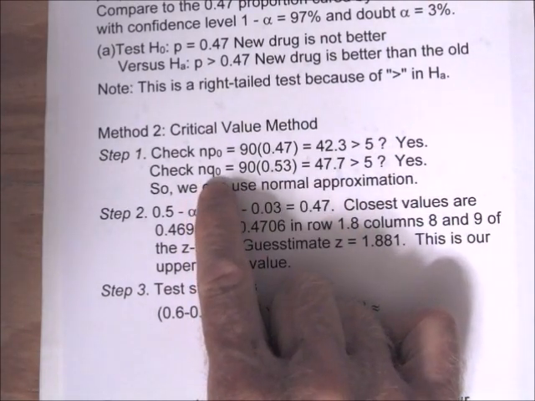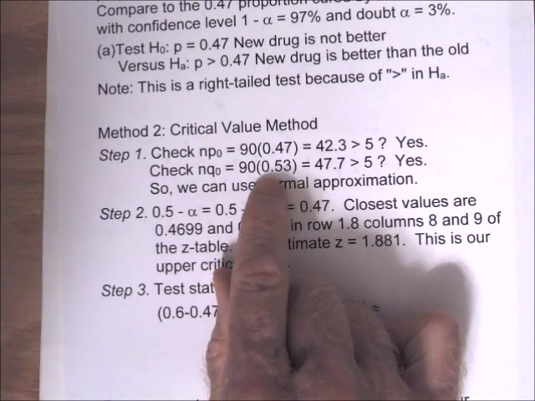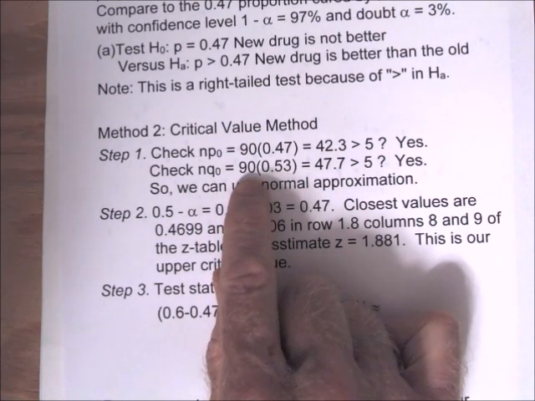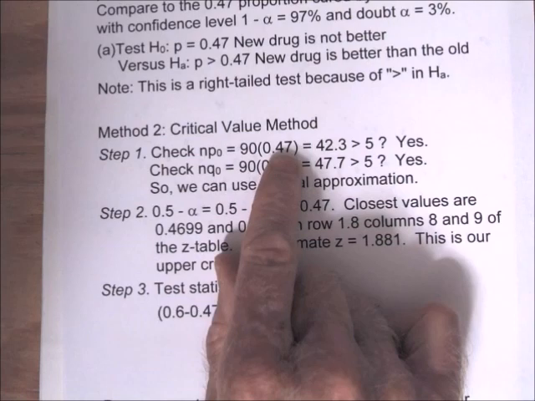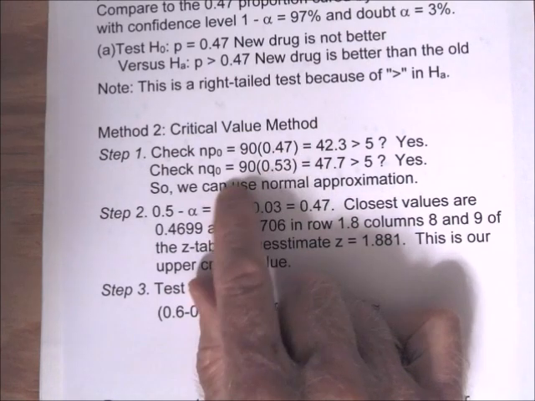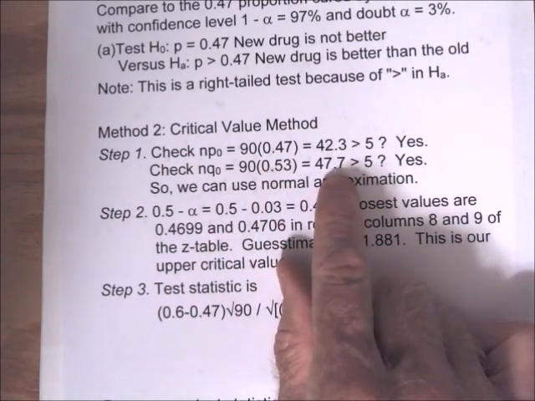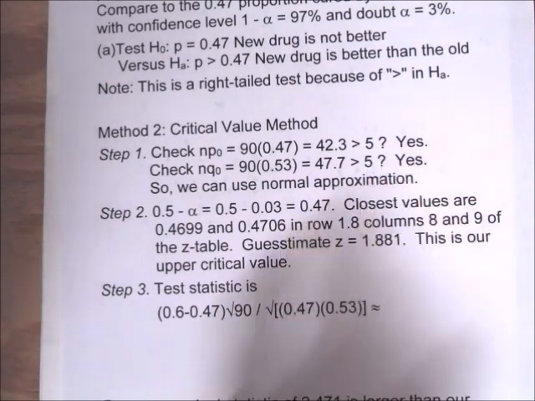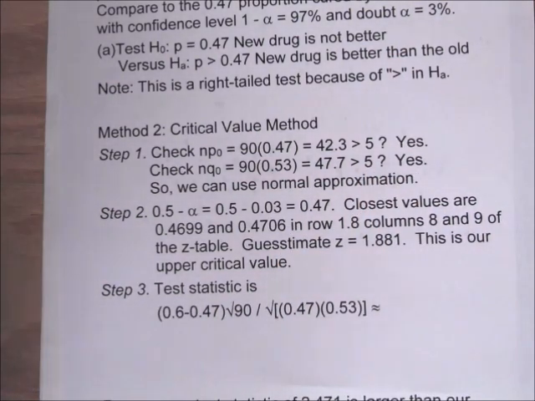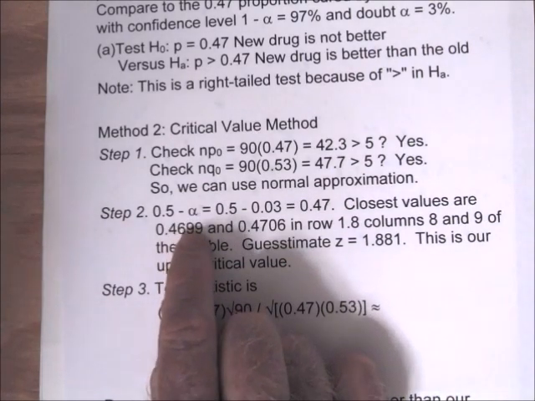q0 will be the proportion not cured by the drug. It's 1 minus 0.47, which is 0.53. 90 times 0.53 is 47.7. That's also bigger than 5. So that means we can use normal approximation. Otherwise, we need to use binomial probabilities. And then because it's a one-sided confidence interval, we don't need to divide.